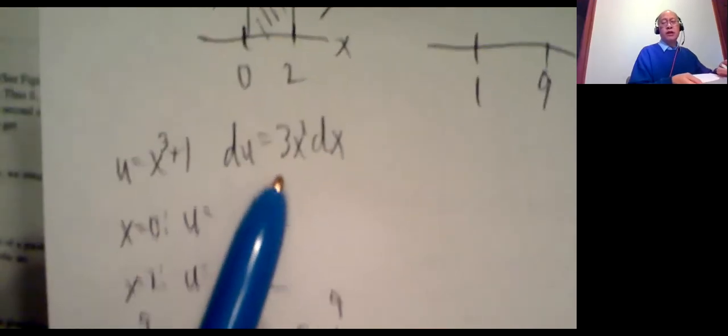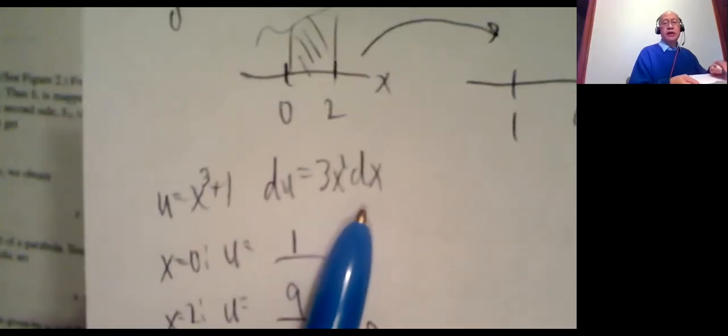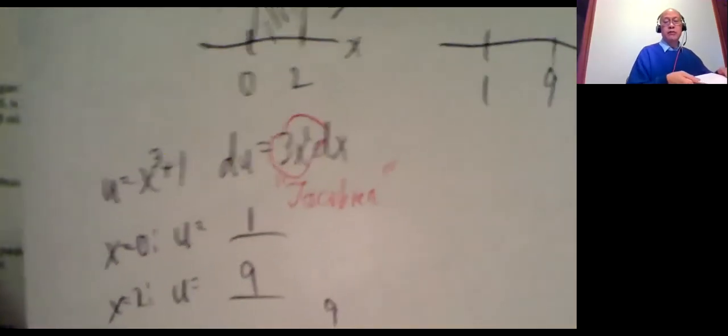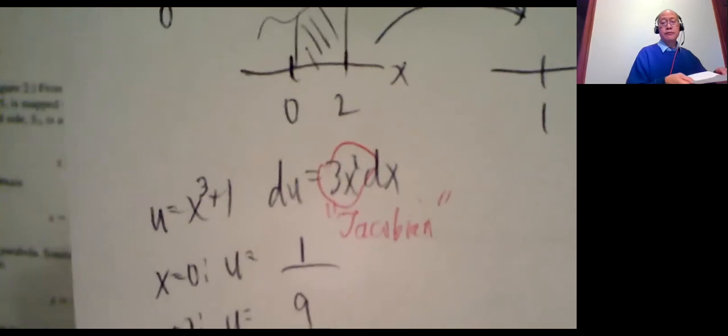That's just like this. In fact, it would not be that much of a stretch to say 3x squared is the Jacobian in one dimension. You can't just change du to dx. They're related in some way. So, du is 3x squared dx. So this thing is sort of like the Jacobian. I'll put it in quotes because we don't really call it that in one dimension, but it's the equivalent of the Jacobian. It's the extra multiplication factor.